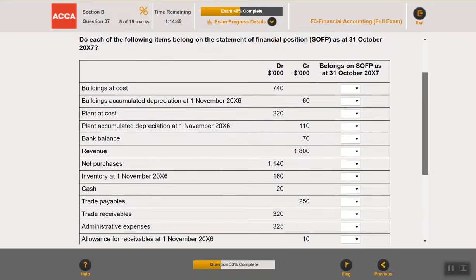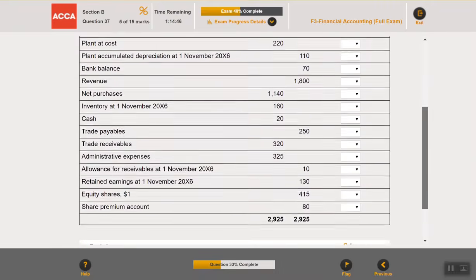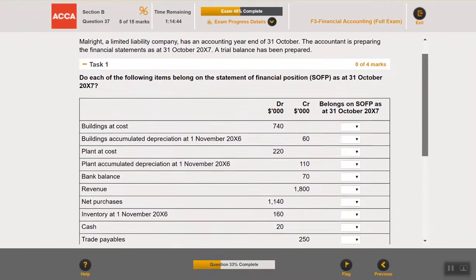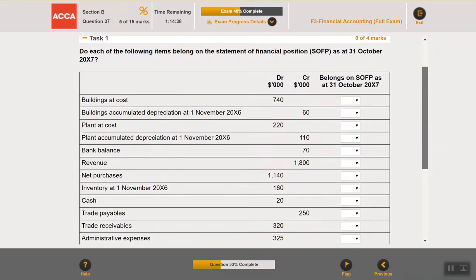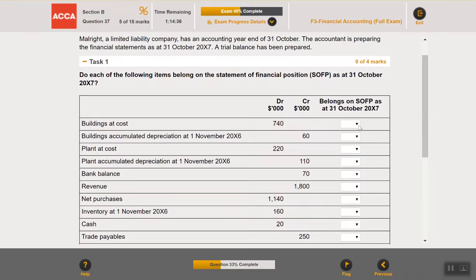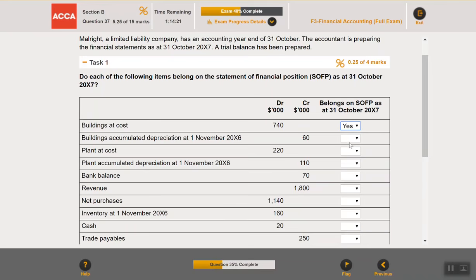So we have to see whether these items come on a statement of financial position or not. Remember, the year end is 31st October. So let's see. Building at cost. Yes, it comes on statement of financial position. But remember, it doesn't come directly. Only NBV of the asset comes. So, but still it comes on SFP. Yes. And accumulated depreciation of the building.